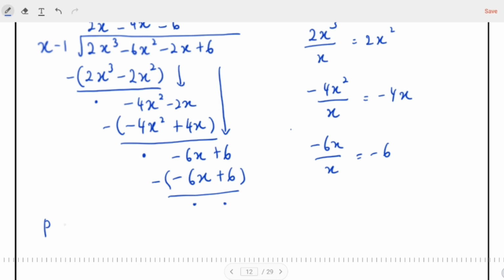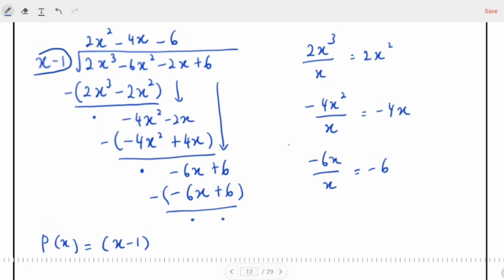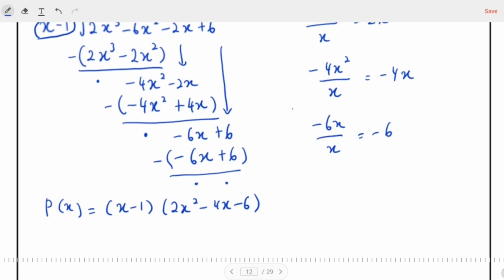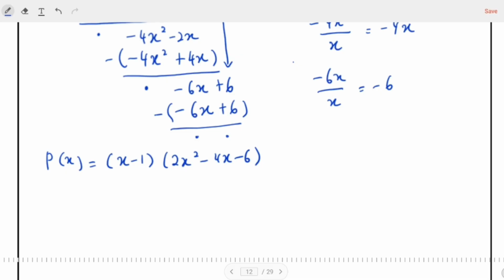So we could factorize our p(x) with x minus 1, which is one of the factors here, and then the other 2 come from 2x squared minus 4x minus 6. And then we could just use the calculator to factorize 2x squared minus 4x minus 6. But before that, we need to simplify. We can move out 2 here. So when we move out 2, we're left with x squared minus 2x minus 3.